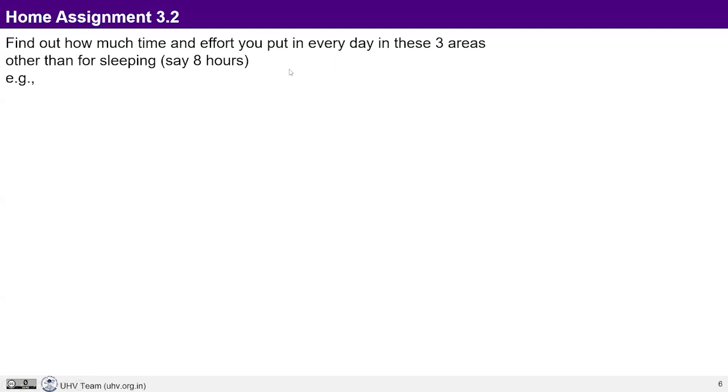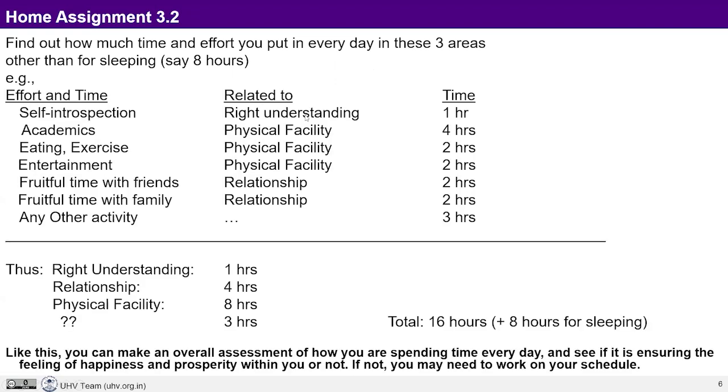Find out how much time and effort you are putting in every day in these 3 areas other than sleeping. And then the child can make out for oneself. Like this, you can make an overall assessment of how you are spending time every day. So I suggest here that you make this kind of articulation for yourself also. We all are co-explorers. In fact, I have also done this for myself. While I was discussing this exercise with Rajul Bhaiya, I did it mentally for myself, how much time I am investing for what purpose. So let us do this.